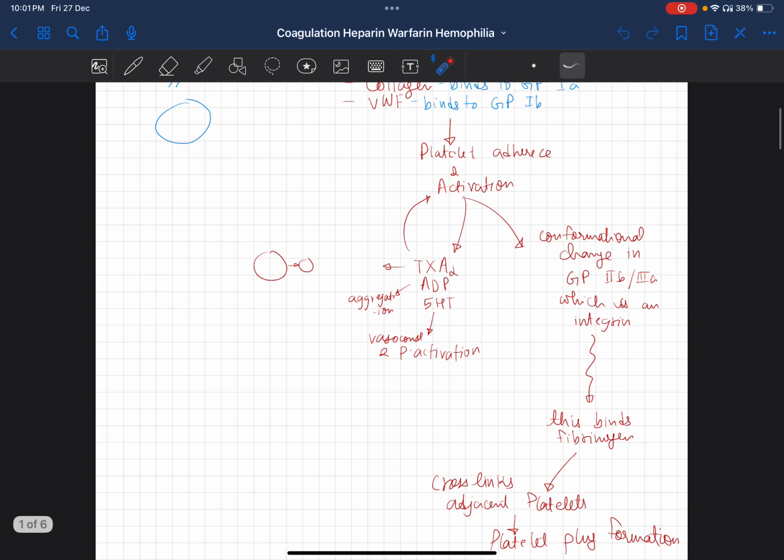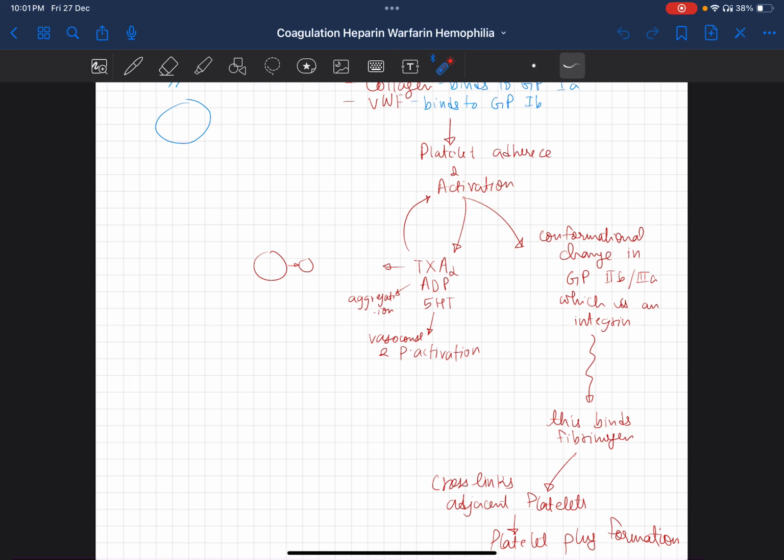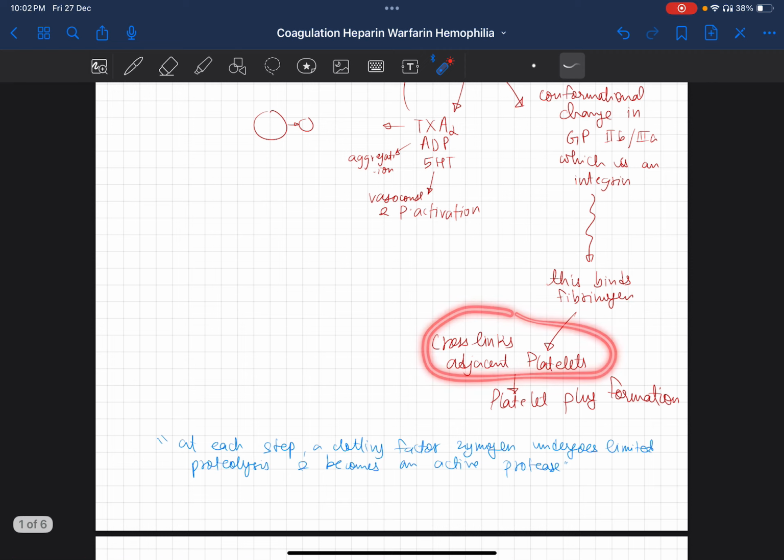Now, there will be many activated platelets, as I just told. Imagine there is one platelet, there is another platelet. This platelet will bind fibrinogen. This platelet will also bind the same fibrinogen. What is this called? Cross-linking. Both have linked through something else. So this will cause cross-linking of adjacent platelets. This will cause the formation of a platelet plug.